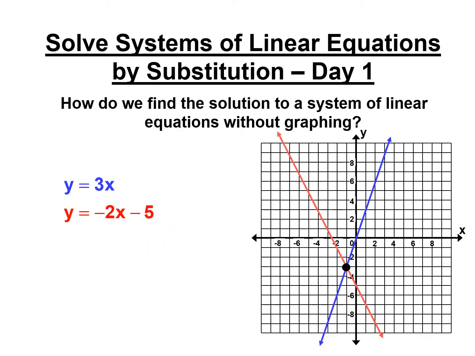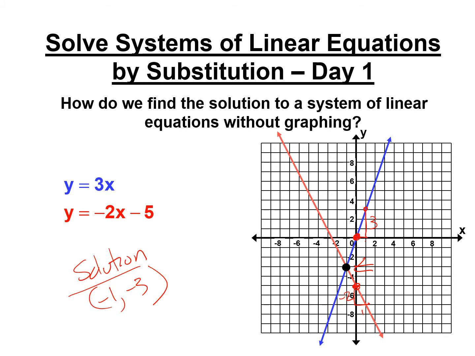Okay, so in 6.1, we learned to graph these two lines. The blue one is y equals 3x, right? It has a y-intercept of 0, 0, and a slope of 3. The red one has a y-intercept of 0, negative 5, and a slope of negative 2, down 2 over 1. You graph them, and we found this point, and the solution to this, the one combination of x and y that makes them both true, is what? X is negative 1, y is negative 3, negative 1, 3.